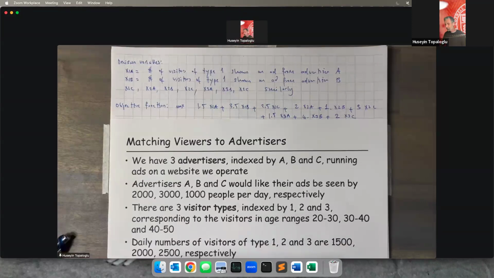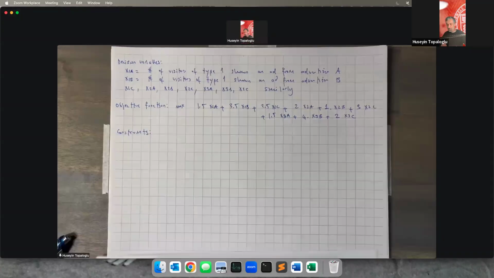Let's see it again. We have 1,500 visitors of type 1 coming in. So that means that the total number of visitors of type 1 who are seeing an ad from any of the advertisers can be at most 1,500. How are we going to write this constraint?